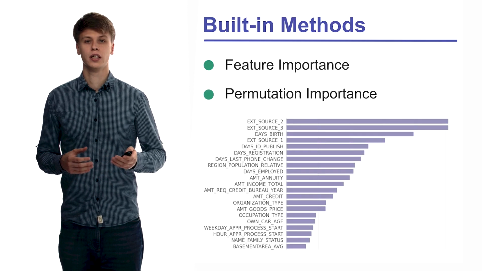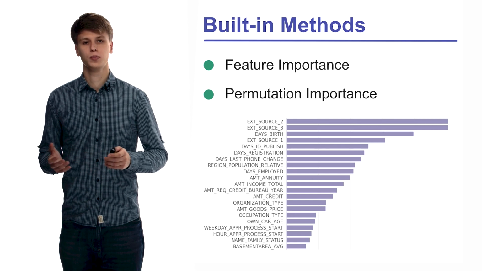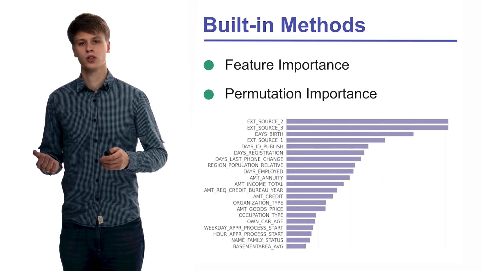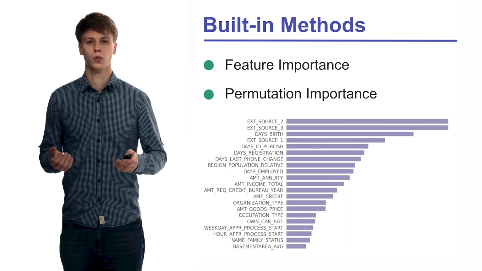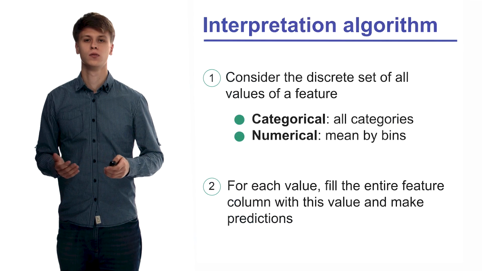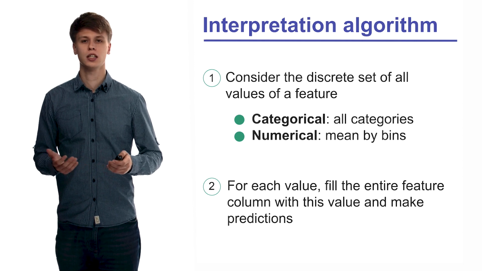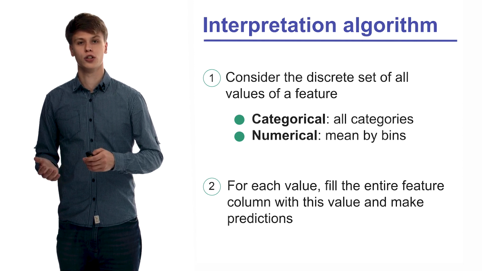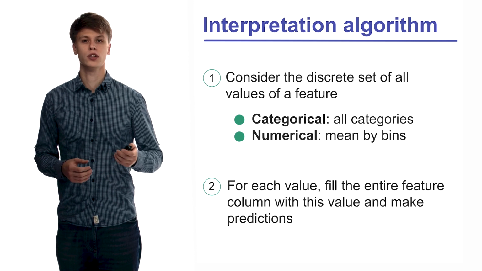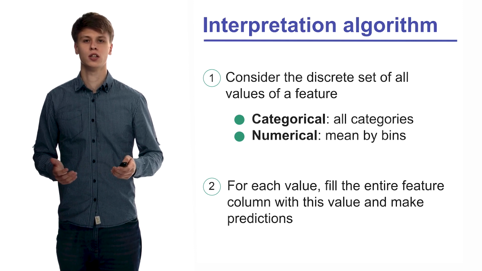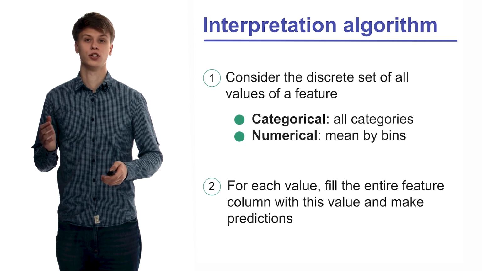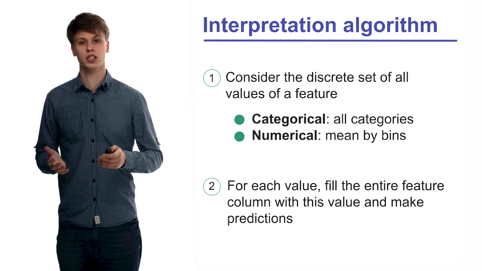In the report DECA lecture, we talk about two built-in methods, feature importance and permutation importance. Surely they perform well, but we can do better. So, for each feature, let's take the set of all its values: categories for categorical features and average over bins for numerical. Then, for each feature, we will replace the entire feature column with it and make the predictions.